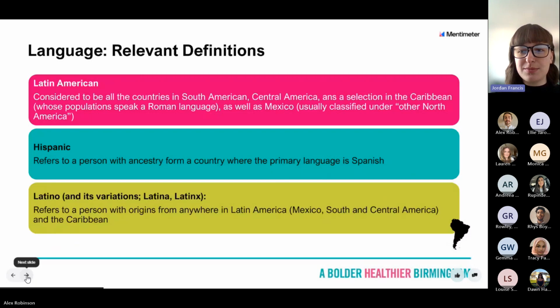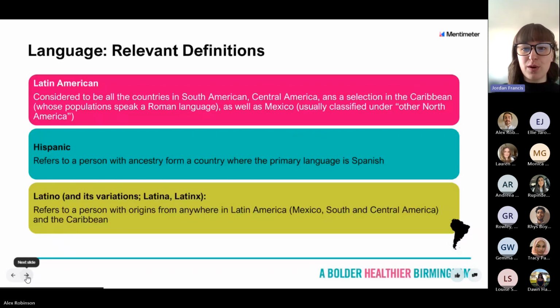But then there are also the terms Hispanic and Latino that are referred to in the profiles. Hispanic sometimes in the journals refers to anyone with ancestry where the primary language is Spanish in South America, and Latino generally refers to anyone with origins anywhere in South America and the Caribbean. So very similar terms, but the different journals report on the community slightly differently.